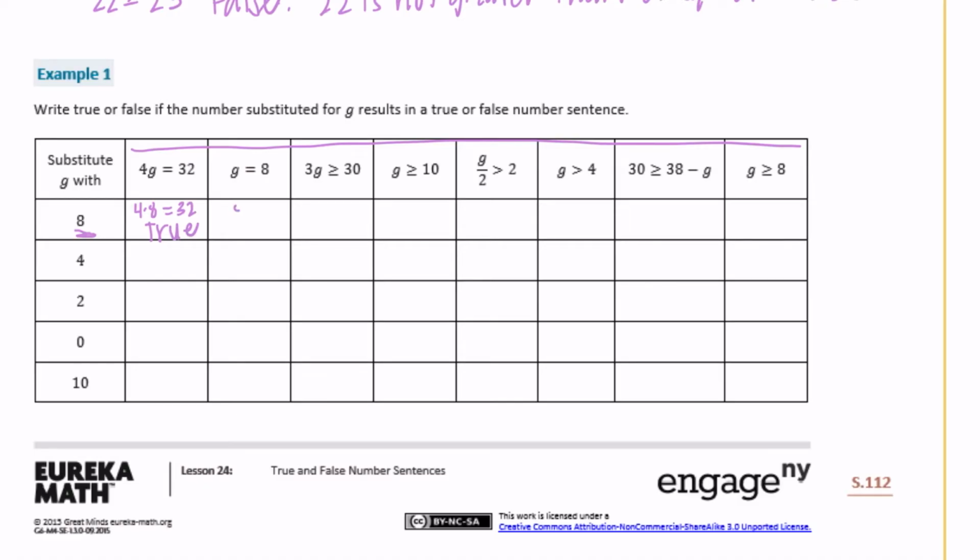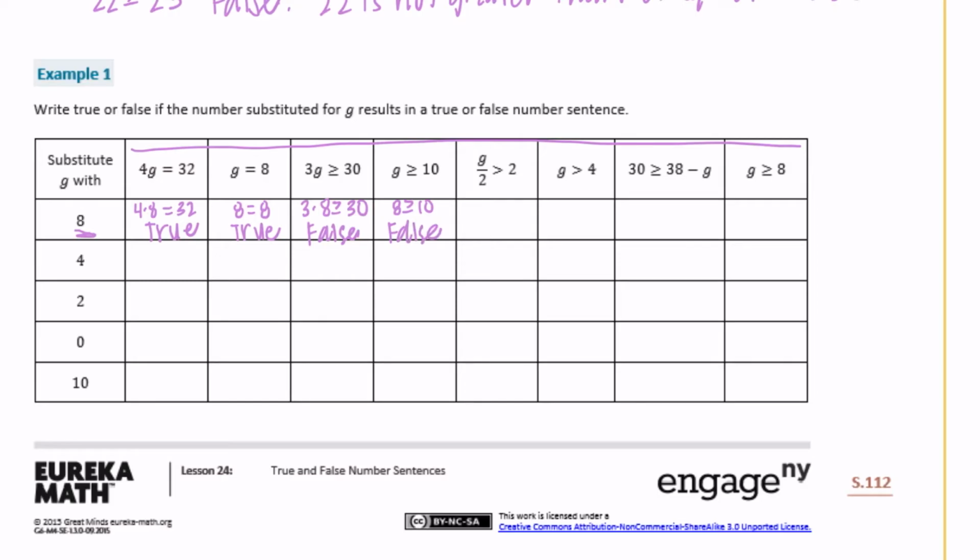So here, 8 is equal to 8. That is true. 3G is greater than or equal to 30. So 3 times 8 is greater than or equal to 30. 3 times 8 is 24. Is 24 greater than or equal to 30? No, that is false. Let's see. G is greater than or equal to 10. So is 8 greater than or equal to 10? That is false.